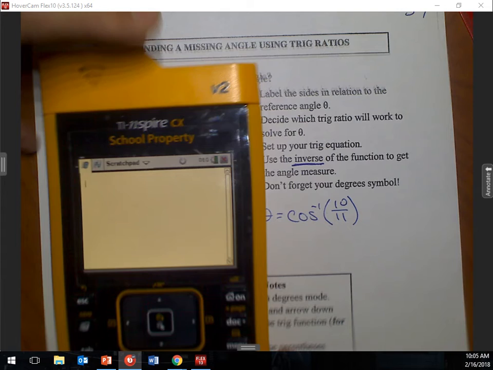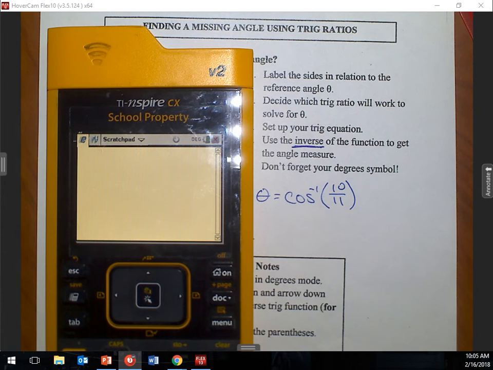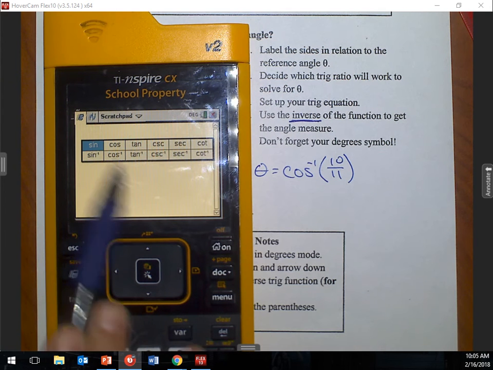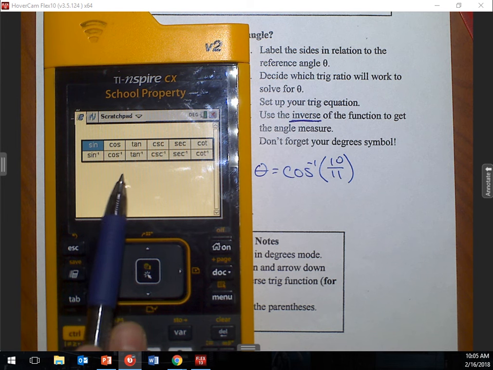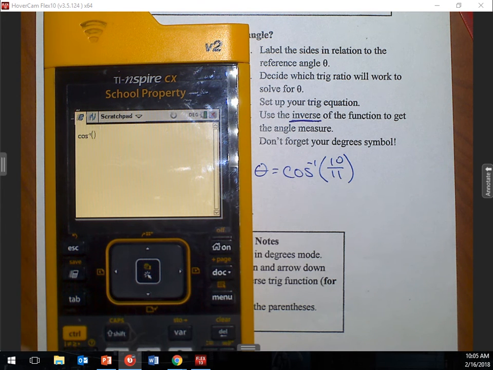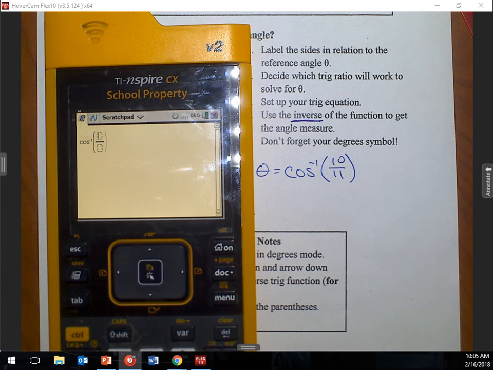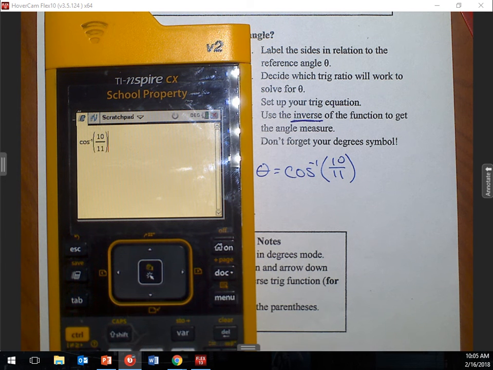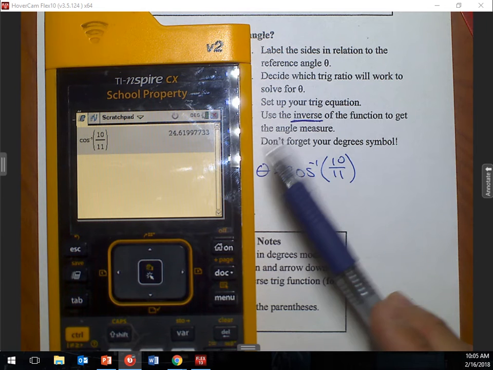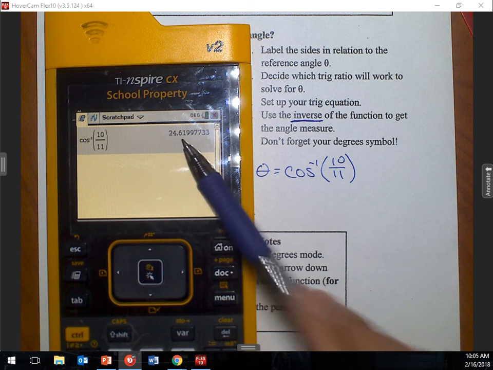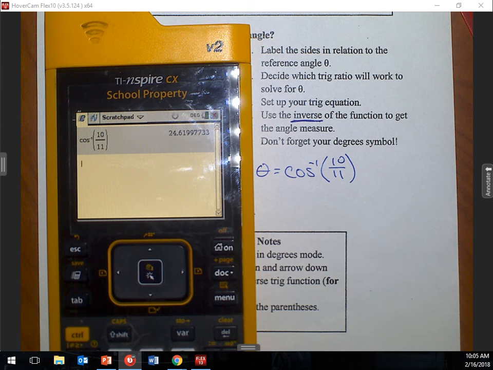Now, when I'm doing this on my calculator, hit the trig button, and if you notice, the inverse are already set up for you here. So inverse cosine is right here. So inverse cosine, set up my fraction, control divide. And there's my 10 over 11 right there. Hit enter. And I'm going to round this to a tenth. So it's going to be 24.6 because that 1 doesn't make it go up.